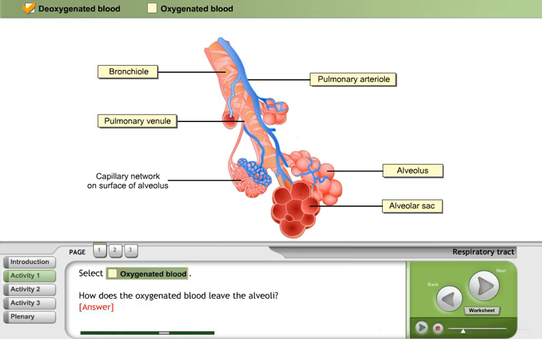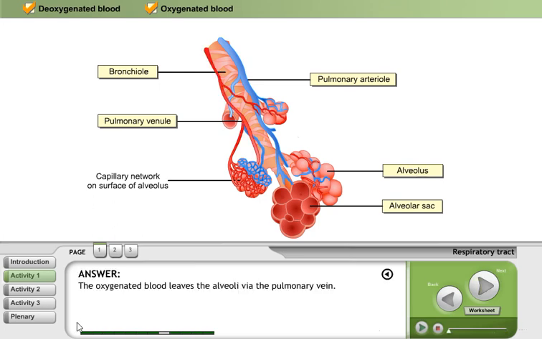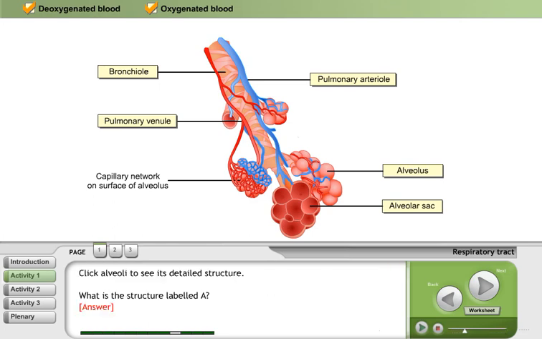Select oxygenated blood. How does the oxygenated blood leave the alveoli? Answer: the oxygenated blood leaves the alveoli via the pulmonary vein. Click alveoli to see its detailed structure.